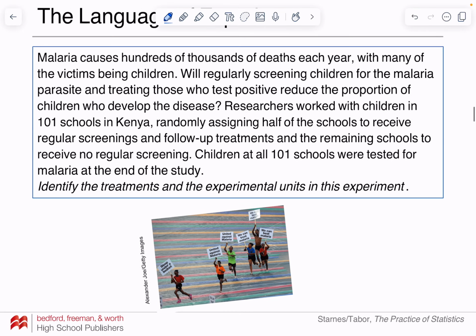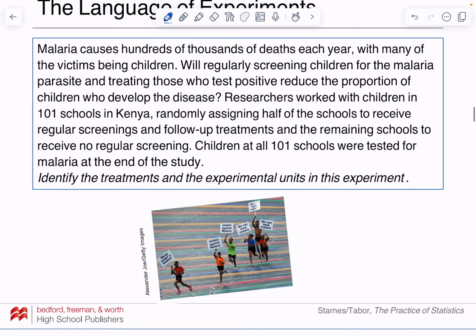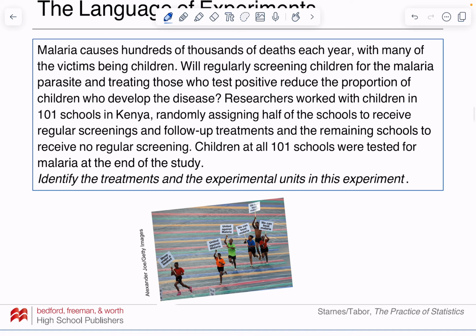All right. Malaria causes hundreds of thousands of deaths each year, with many of the victims being children. Will regular screening children for the malaria parasite and treating those who test positive reduce the proportion of children who develop the disease? Researchers worked with children in 101 schools in Kenya, randomly assigning half of the schools to receive regular screenings and follow-up treatments, and the remaining schools to receive no regular screening. Children at all 101 schools were tested for malaria at the end of the study. Identify the treatments and the experimental units in the study.